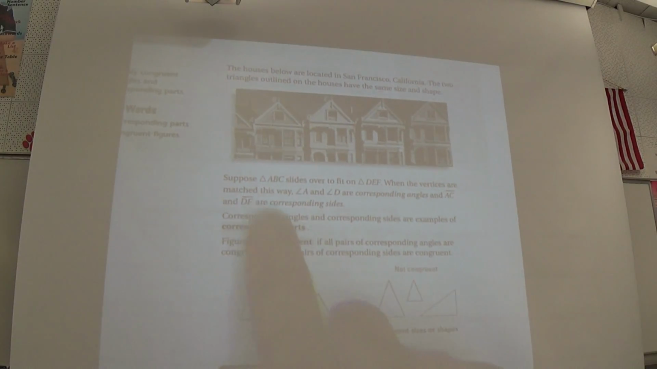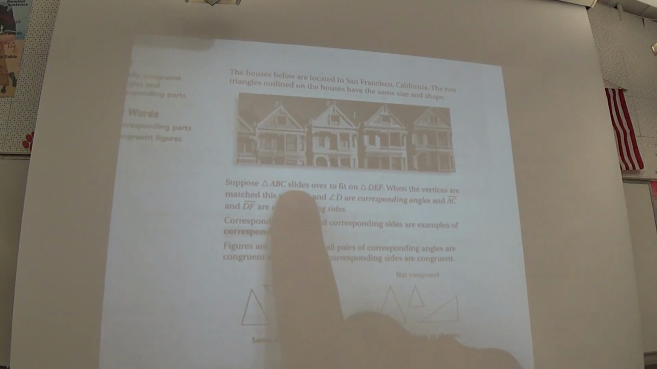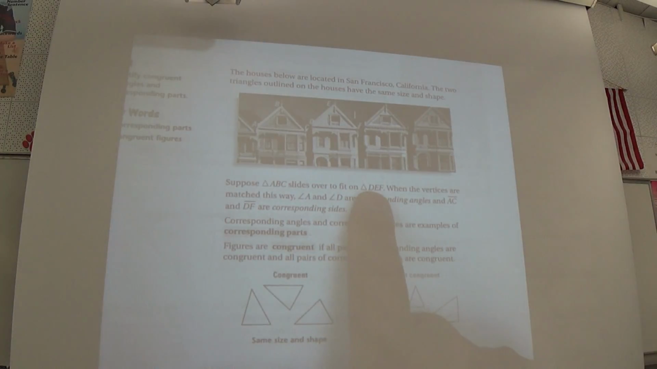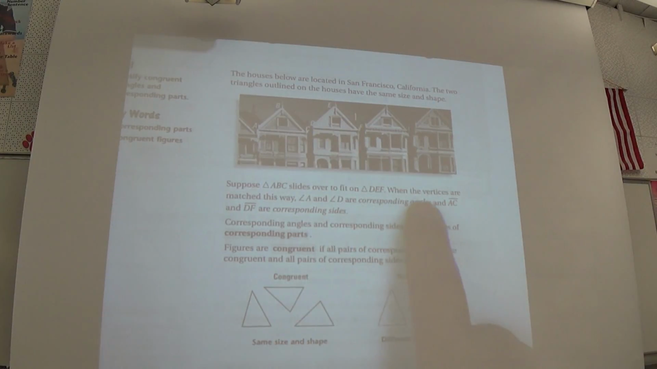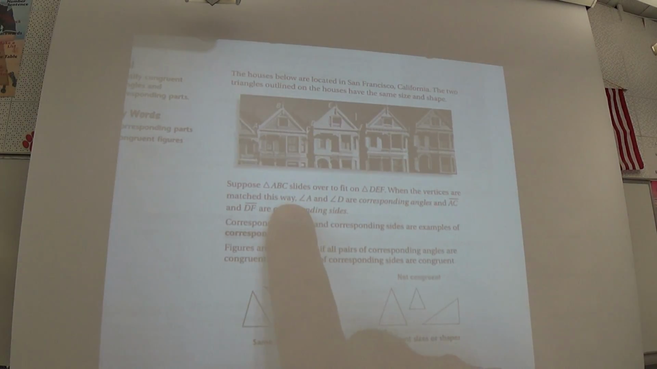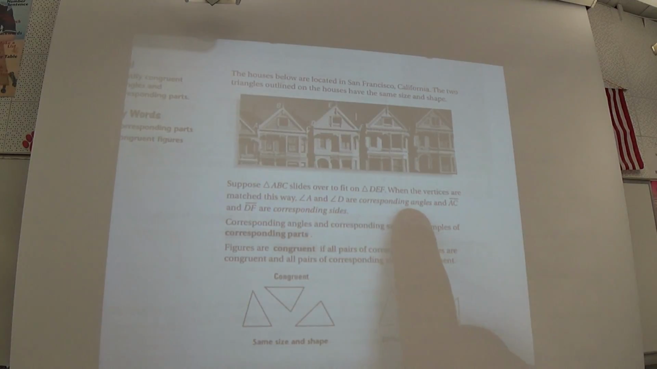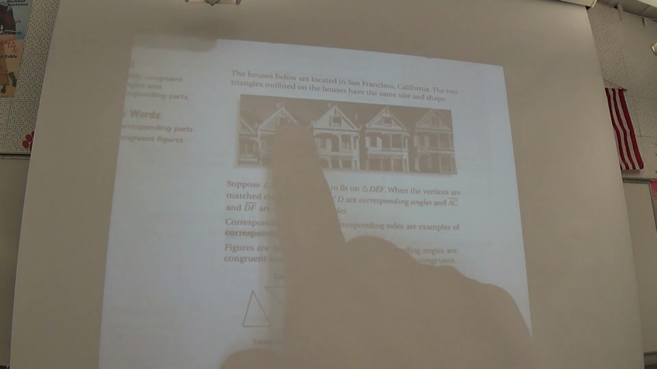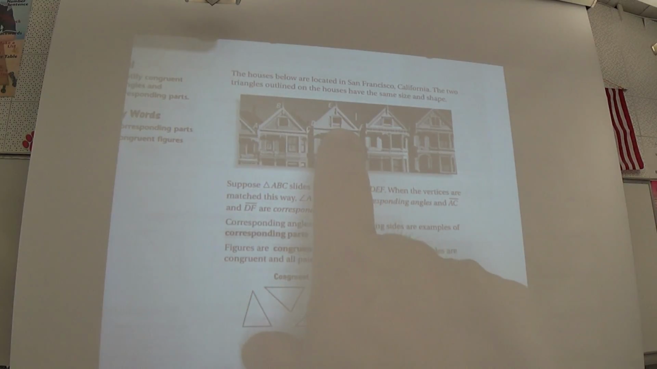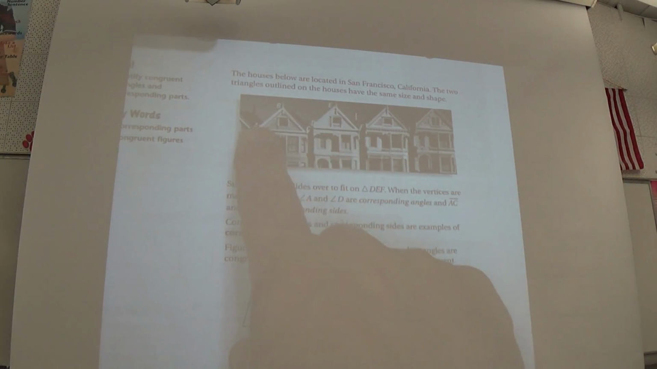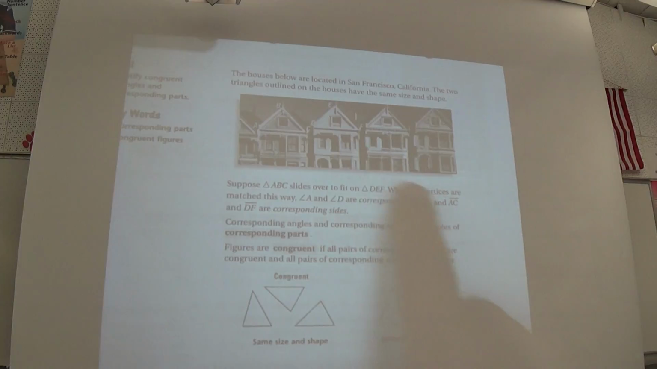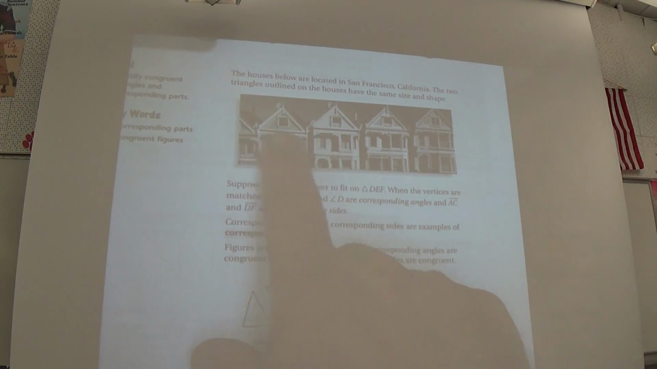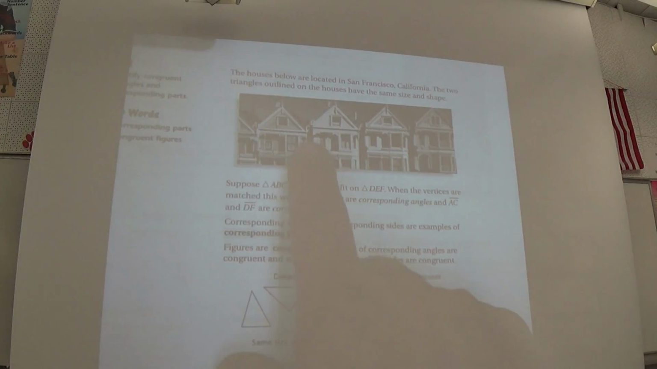But anyway, suppose that you have triangle ABC. So here's triangle ABC, and you're going to slide that to fit over the top of triangle DEF. So you're going to take this triangle, you're going to slide it over the top of this triangle. When the vertices are matched in this way, angle A and angle D are what we call corresponding angles. Okay? So if you're going to take this triangle and slide it over the top of this, they're telling you that angle A corresponds to angle D. Side AC, this bottom side here, is going to correspond to side DF.